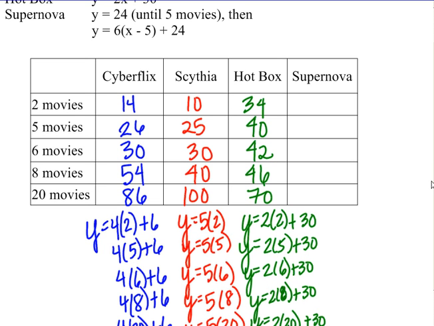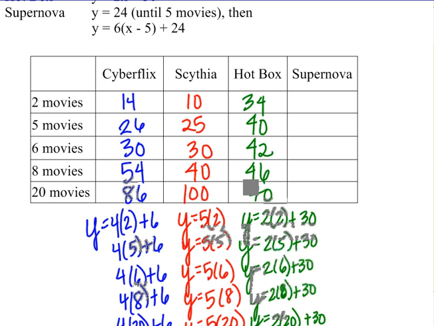but we want to take a look at Supernova as well. And we know for Supernova that for the first 5 movies, it's going to cost us $24 no matter what. So we can fill in this table at 24 and know that that's not going to change. Now what's going to happen is after that, we're going to start adding for every video after that. So for the last 3 on the table, we're going to have to use that second equation, y equals 6 times, and then we're going to drop a value in for x and then add 24.